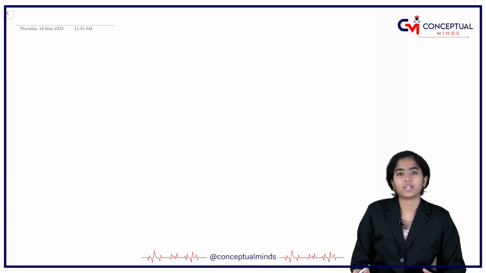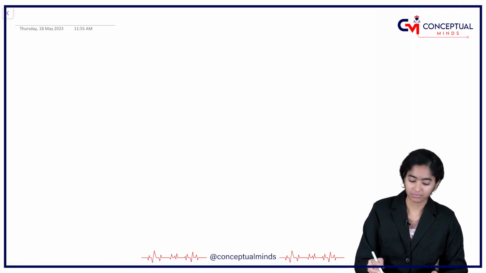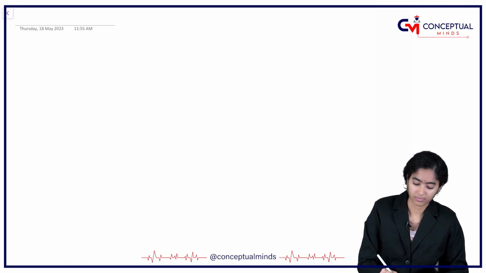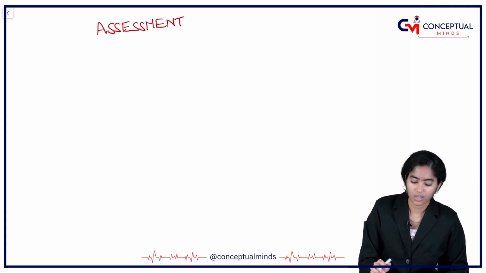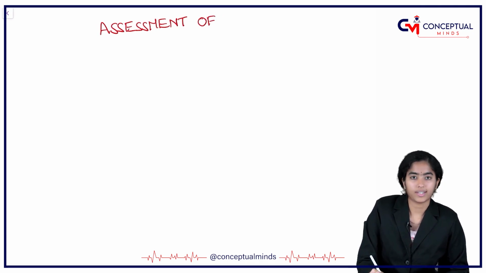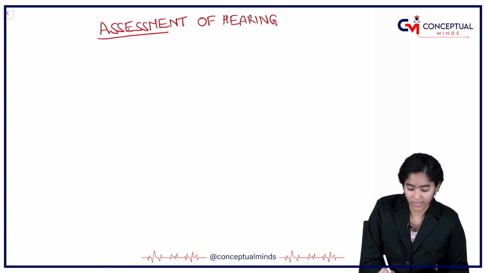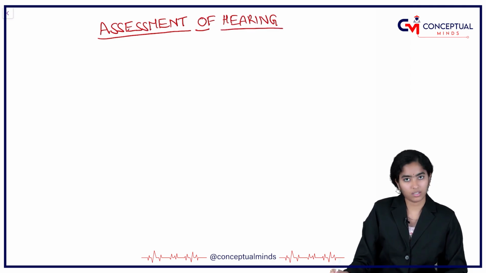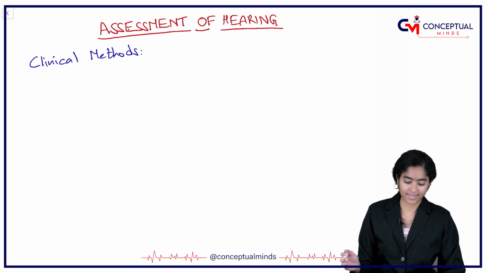So assessment of hearing is broadly done under two categories. First is clinical methods and second is audiometric methods. This is an important topic because hearing loss is one of the main complaints in the ENT department. So whenever a patient approaches us with a complaint of hearing loss, we must first assess the hearing to proceed any further. Let us study about the clinical methods of testing.